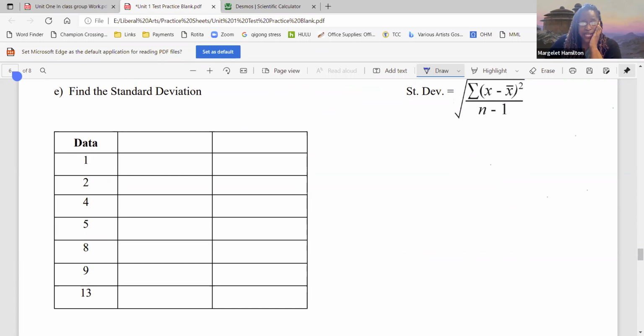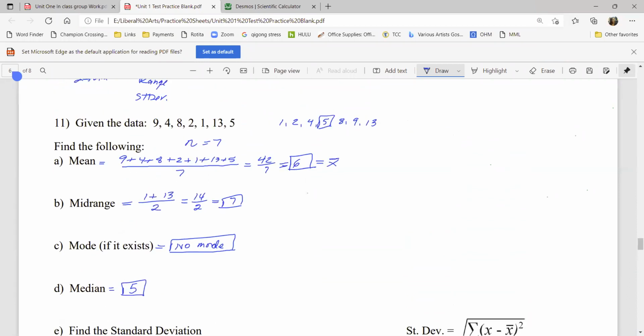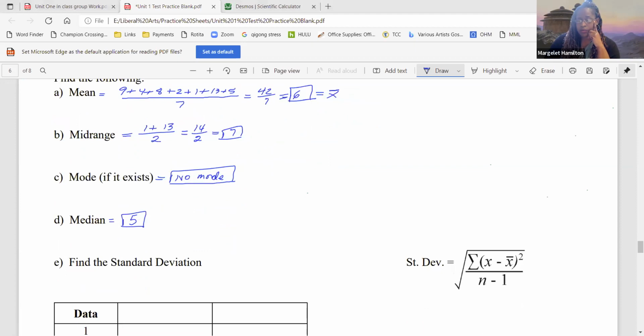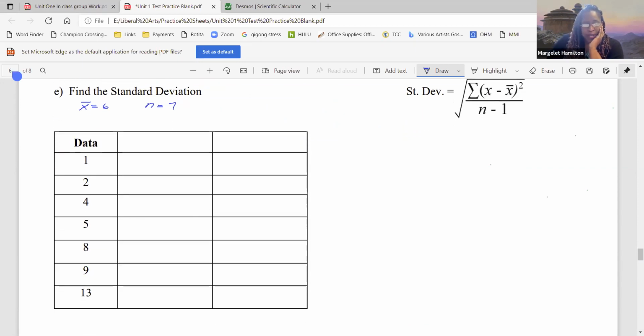So what's the first thing we need to know? We already found it up here: the mean. We need the mean and we need our n. We got those two pieces already. Our mean is 6, so we already have our x bar equals 6 and our n equals 7. Now that we found those two pieces of information, let's get our chart.